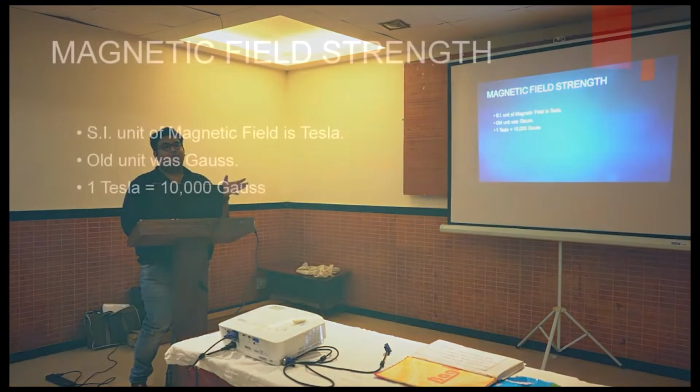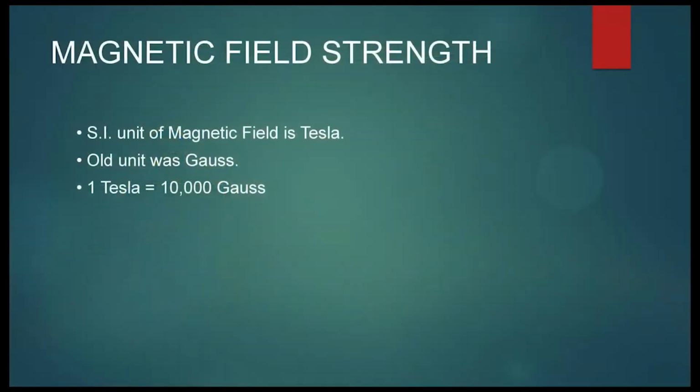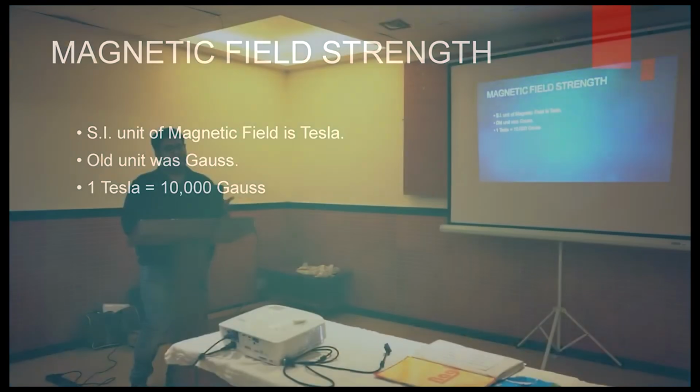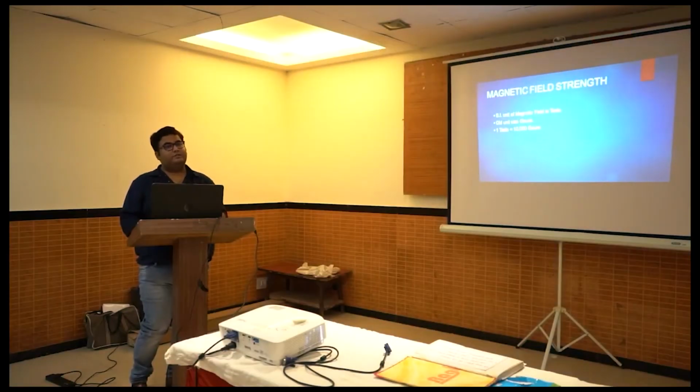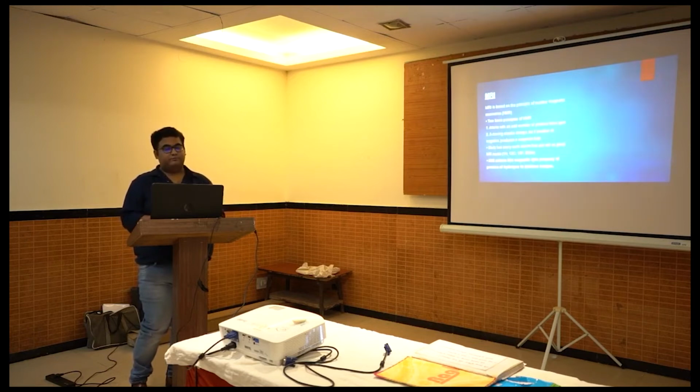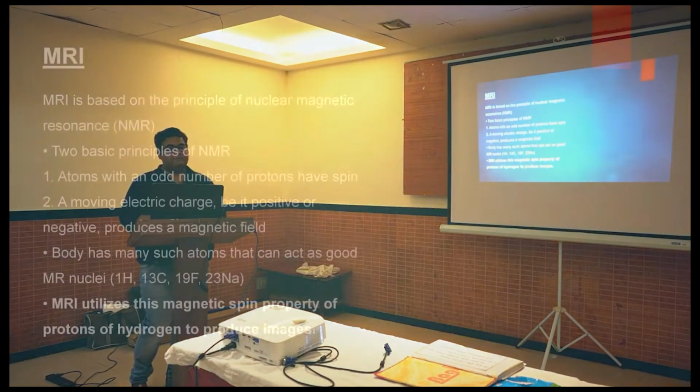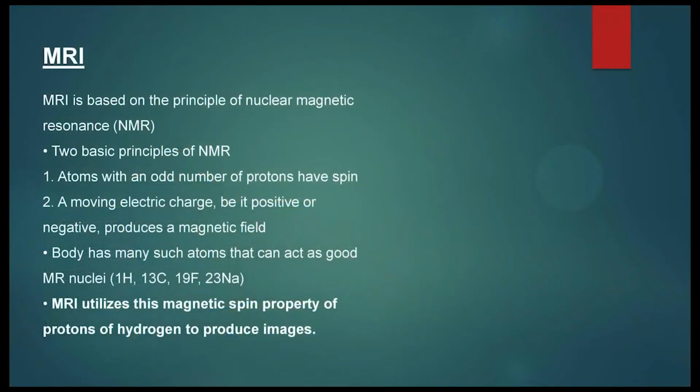Magnetic field strength of the MRI machine: the SI unit is Tesla. Previously it was measured in Gauss. 1 Tesla is equal to 10,000 Gauss. So Tesla is the new SI unit for magnetic field strength, which we call like 1.5 T or 3 T of MRI machine. There are two basic principles that magnetic resonance images are based upon.